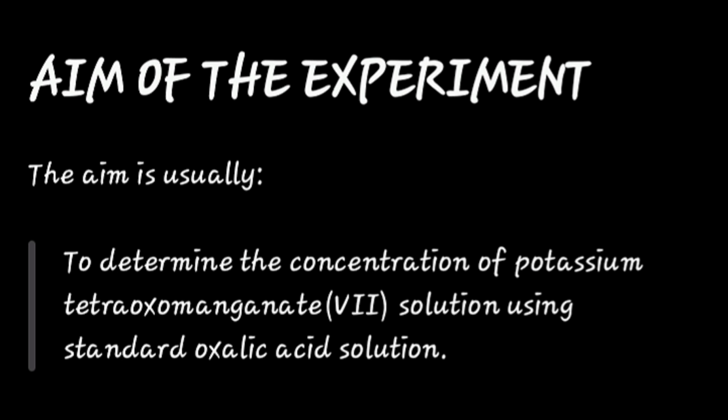And the chemicals we're going to use here are potassium tetraoxomanganate 7, we call it potassium permanganate, KMnO4. We also need oxalic acid solution, that's H2C2O4. If it's hydrated, then times 2 moles of water. Now we also need a dilute tetraoxosulfate 6 acid.